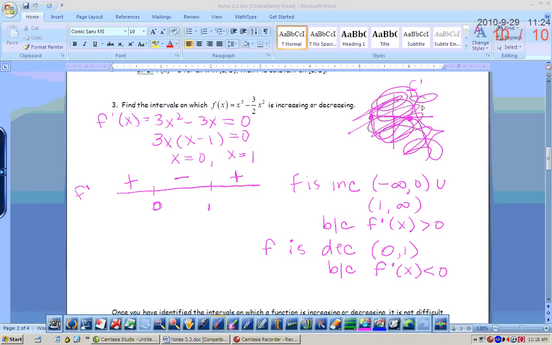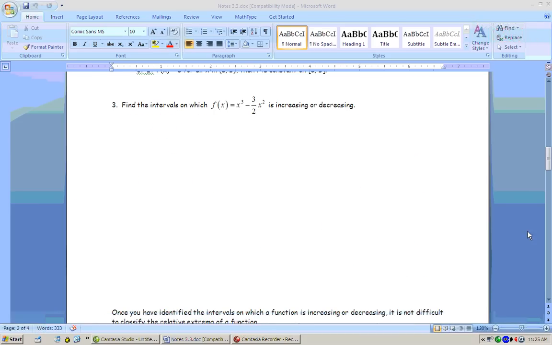All right, once you've identified the intervals at which a function is increasing or decreasing, it's not difficult to identify or classify the relative extrema.